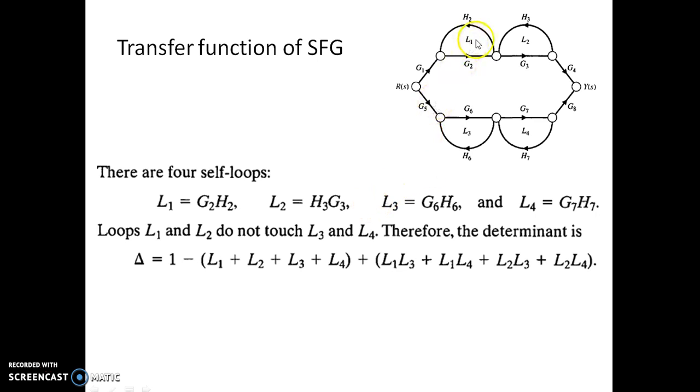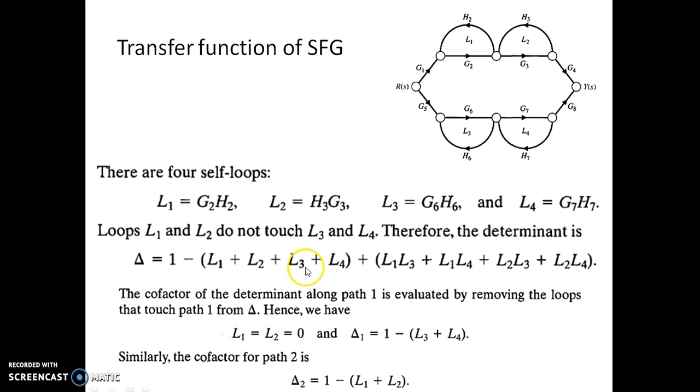So we can write delta as 1 minus the individual loop gains, that is L1 plus L2 plus L3 plus L4, plus the gain products of two non-touching loops, that is L1, L3 are non-touching, L1, L4 are non-touching. This is the gain product of two non-touching loops. Similarly, L2 and L3 are not touching, and L2 and L4 are not touching. This is the sum of gain products of two non-touching loops, and we don't have any three non-touching loops, so delta is given by only this expression.